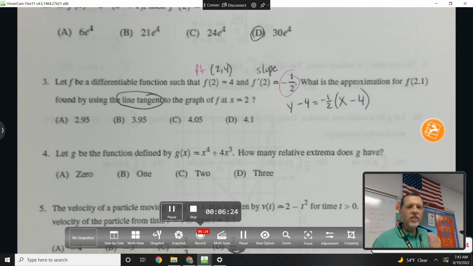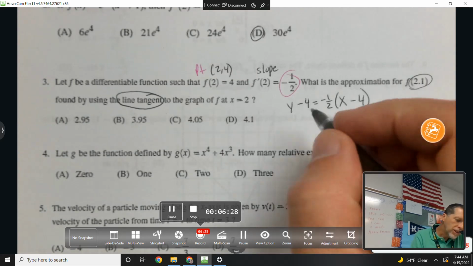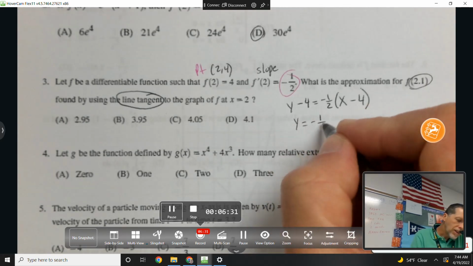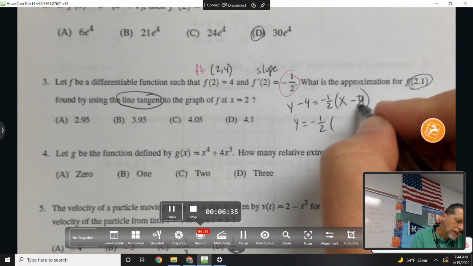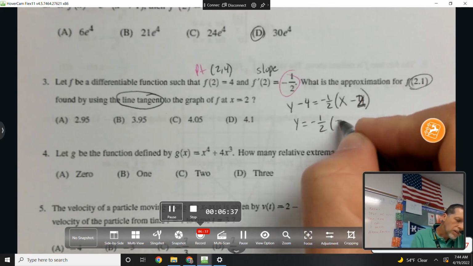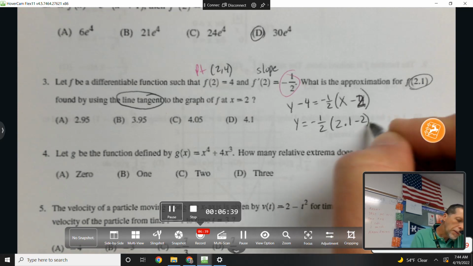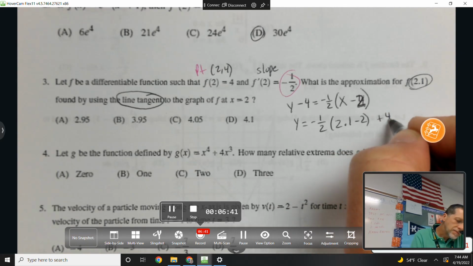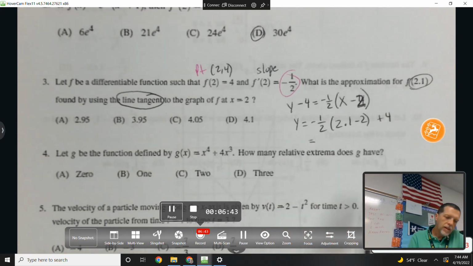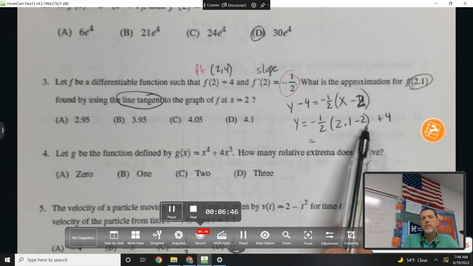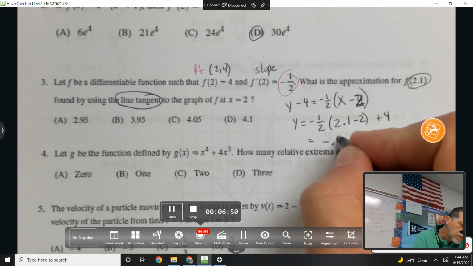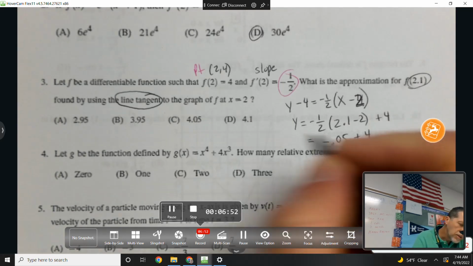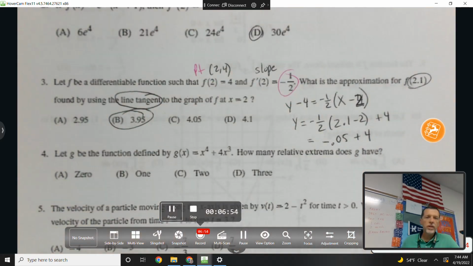So there's our tangent line, and we want to approximate f of 2.1. So that means we'll plug in. Whoops, I did that wrong. That should be x minus 2. So I'll plug in 2.1. So let's see, 2.1 minus 2 is 0.1. Half of that is negative 0.05. Plus 4 would be 3.95.